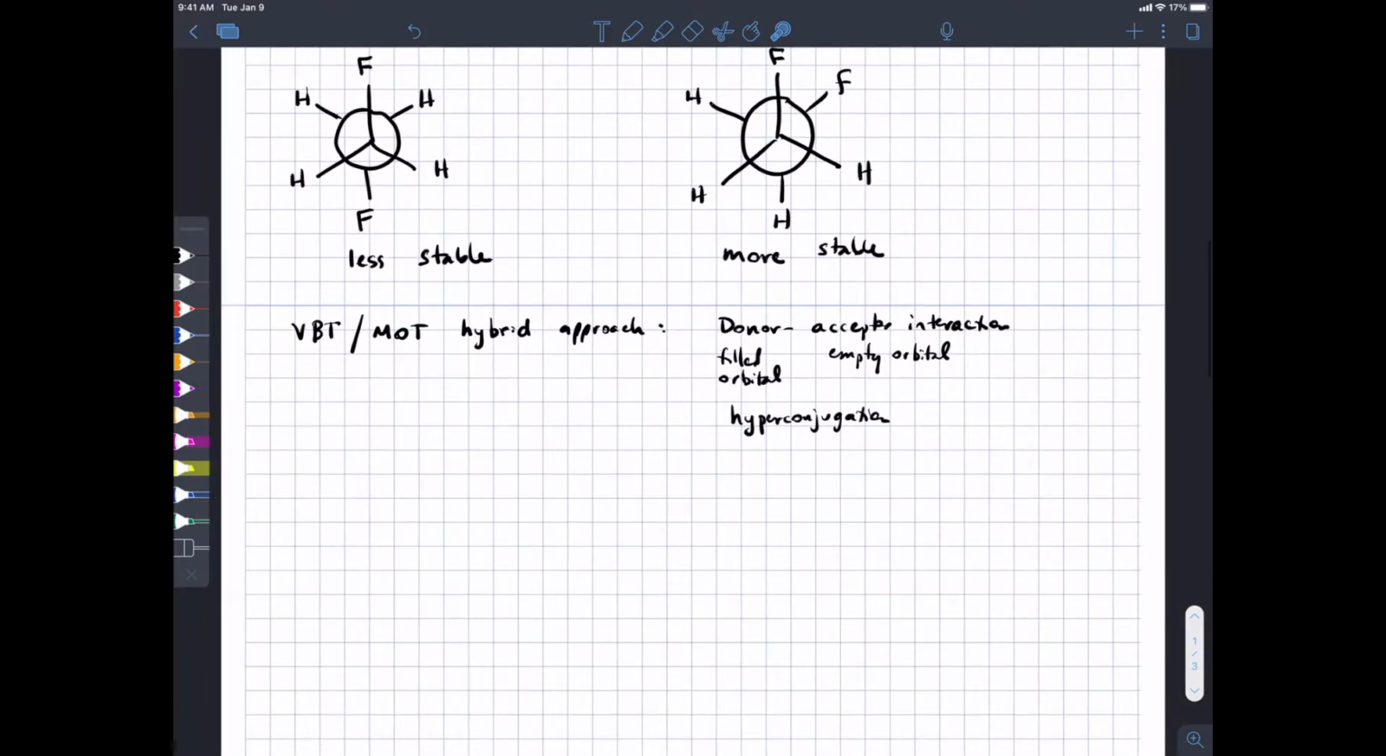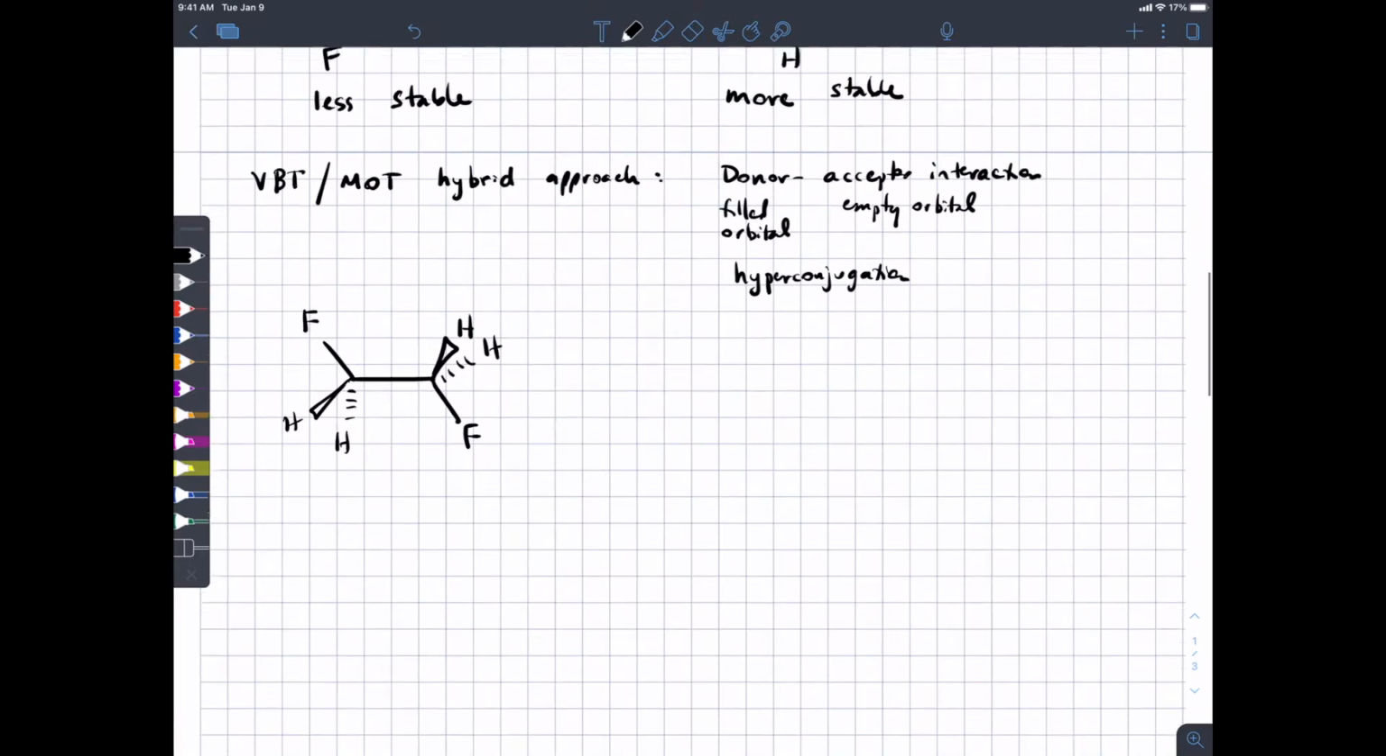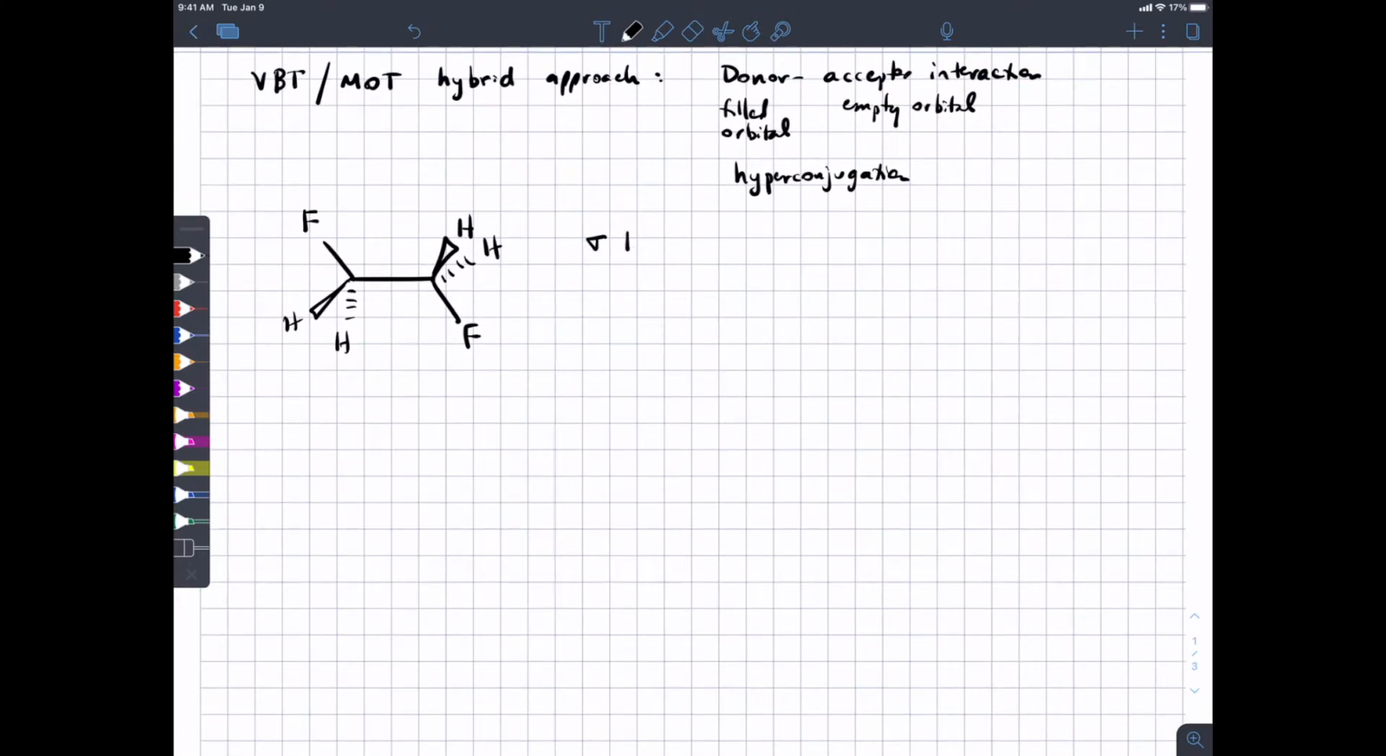So when we think of 1,2-difluoroethane, we're going to consider the sigma bonds as being 2 electrons shared between 2 atoms. And now let's consider where we would expect in energy the sigma bonding orbitals to be versus the sigma star anti-bonding orbitals, just relative to each other.